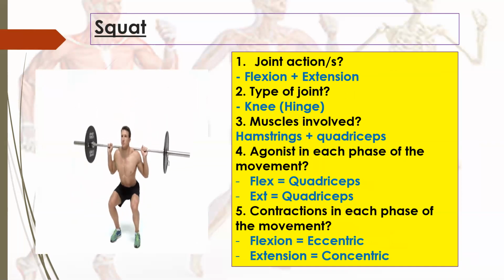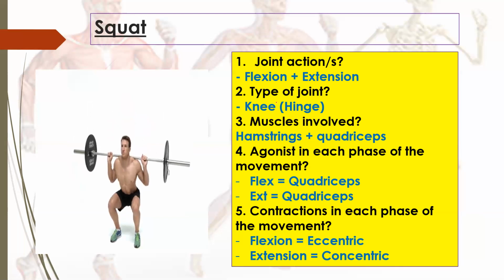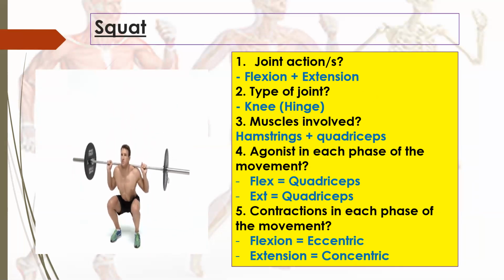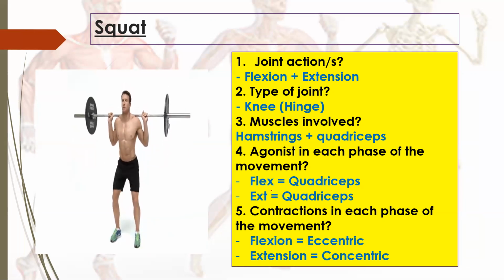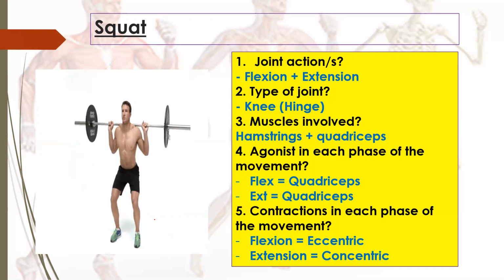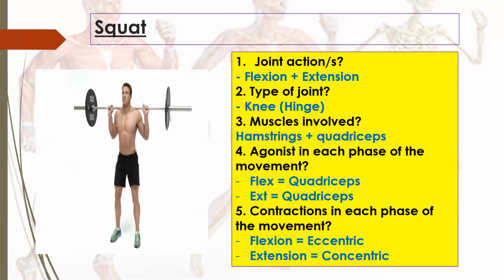The squat, now this one's slightly different. So a lot of this will be the same because you're still looking at the knee joint. So it's still flexion and extension, still hamstrings and quadriceps. The agonist is the crucial thing. On the way down, that bending, decrease in angle of the joint, that's flexion, it's the quadriceps.